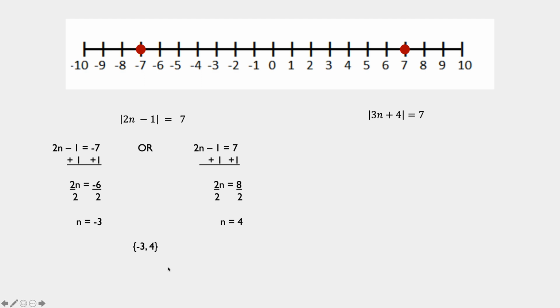Okay, so let's see you try the next one. Absolute value of 3n plus 4 equals 7. Go ahead, give it a shot, and then I'll show you the answer in, well, my time, only about 10 seconds. Your time, as long as it takes you to get the absolute value equation solved.